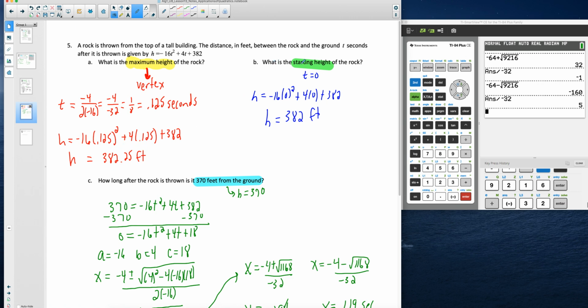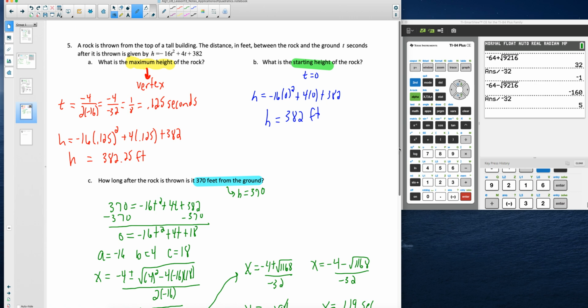Okay, so now what is the starting height of the rock? Well, starting means with t equal to 0. So all we have to do for this problem is plug 0 into our equation, and we get 382 feet. So if you look here, the maximum height is not much more than what it started at. So when we threw this rock, we threw it very flat. We didn't really throw it up in an arc. It was more of a flat kind of path.